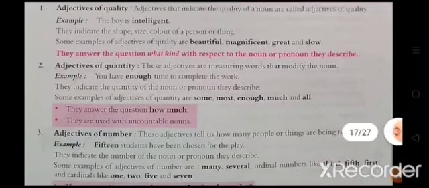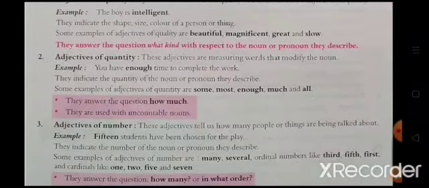Now let's move to the adjective of quantity. These adjectives are measuring words and modify the noun. For example, you have enough time to complete the work. This indicates the quantity of a noun or pronoun they describe. Some examples of adjectives of quantity are some, most, enough, much and all. They answer the question how much. They are used with uncountable nouns.